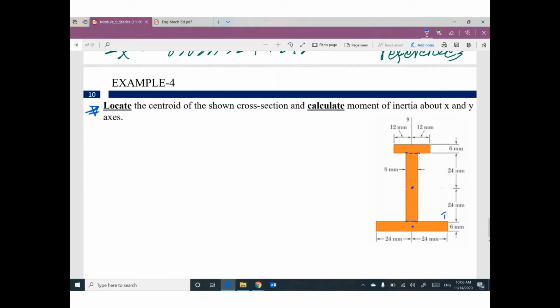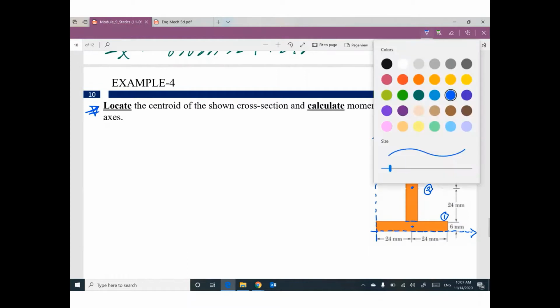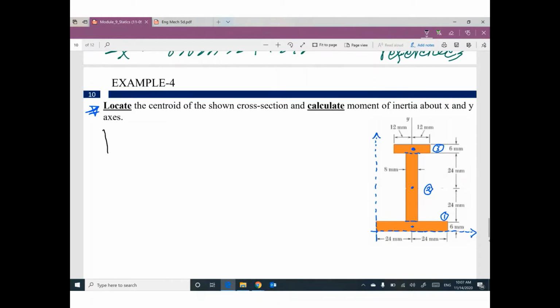Part number 1 with this centroid, part number 2 with this centroid, and part number 3 with this centroid. I will assume we have a reference at the bottom edge. We have another reference, a vertical reference at the farthest edge, like this. Let's start. I'm gonna construct a table.